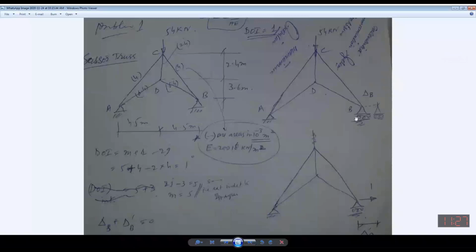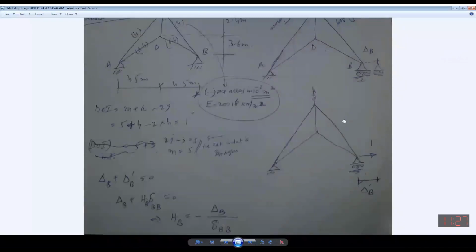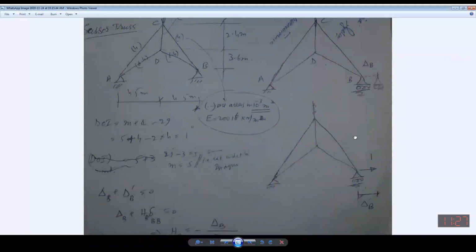And HB will be there under the effect. Now, under the effect of this 54, this may get displaced from its position, and assume that this is delta B, delta B in the horizontal direction. Now, when you apply HB, it should have been closed.